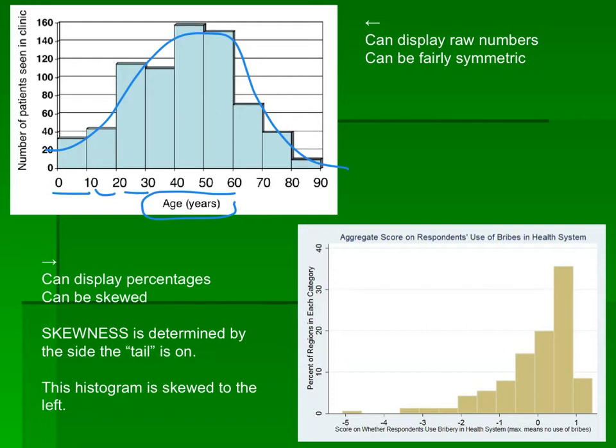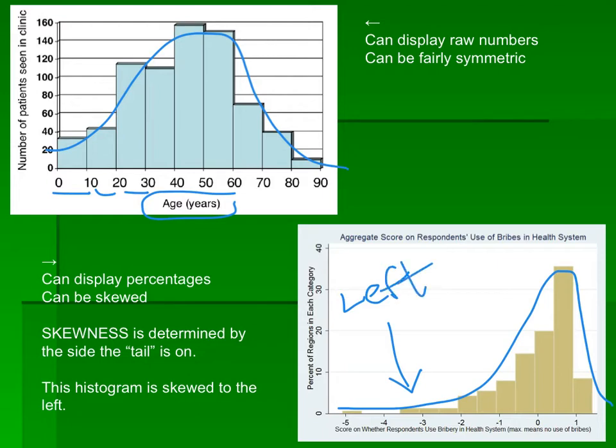The next one down here shows percentages instead of counts. It tells us what the variable of interest is down at the bottom here. It also can include negative values, so there really aren't any limitations to the type of values that we include in a histogram. You can see that this shape has the tail on the left side, so this is a distribution that's skewed to the left.